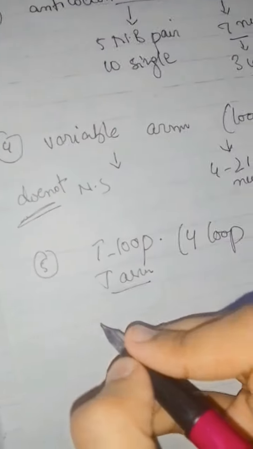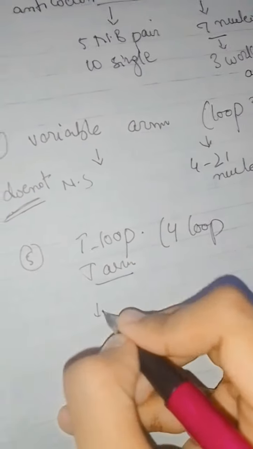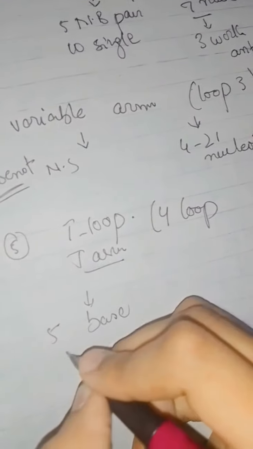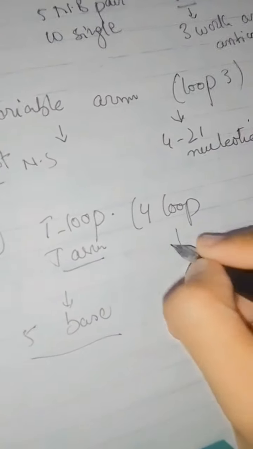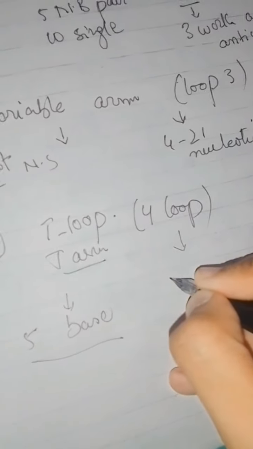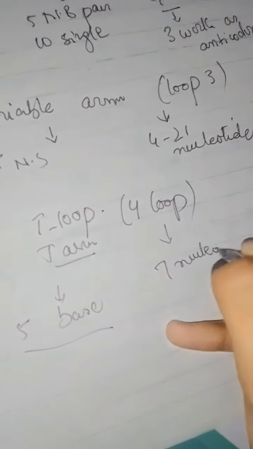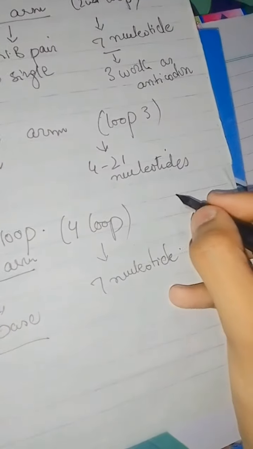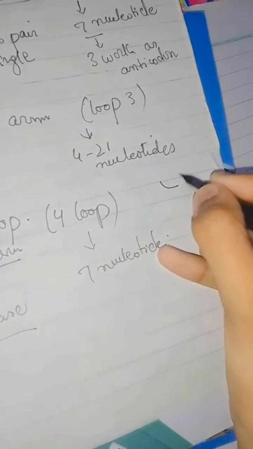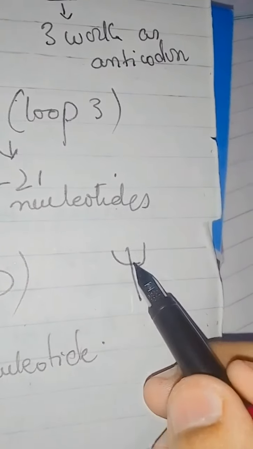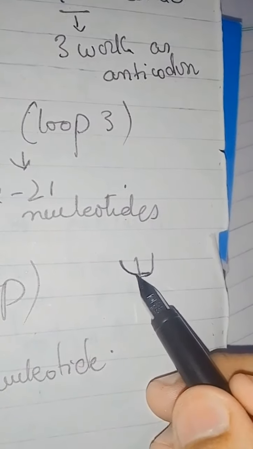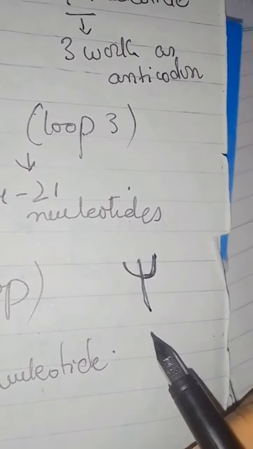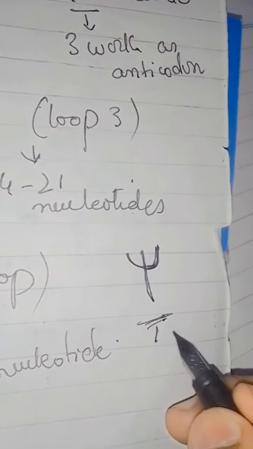So basically, if we talk about the arm, it has 5 bases in the arm, and if we talk about the loop, it has 7 nucleotides in the loop. The T loop is also indicated by this sign. That is the sign for the T loop.